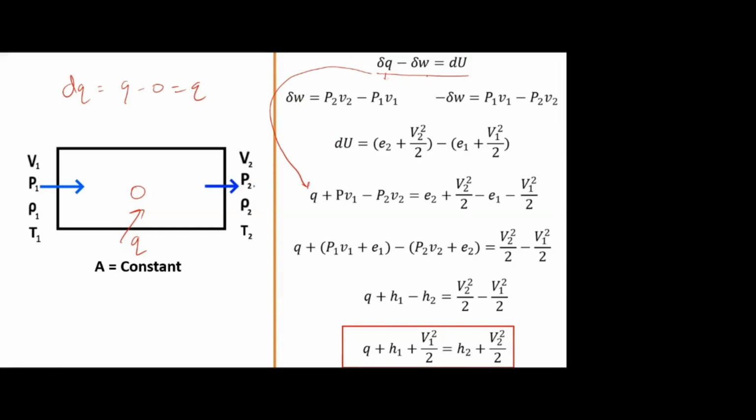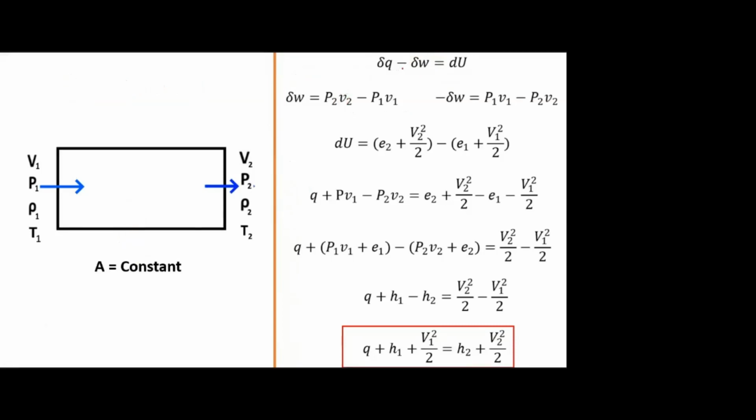Then dw, it's just the pressure work. It will be P2 V2 minus P1 V1. So this is the pressure into volume, not the velocity. So the pressure work done is pressure into volume. If you apply this PV to these two stations, station 1 and 2, it will be P2 V2 minus P1 V1. But here we need the minus sign.